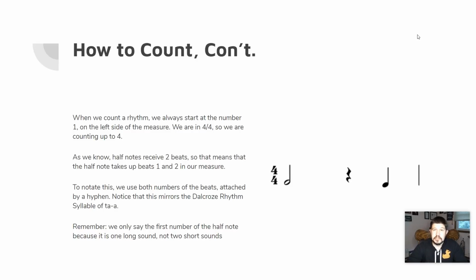We know it receives 2 beats, so it's going to take up beats 1 and 2 inside of that measure. So the half note is going to take up beats 1 and 2. Now the arrow there, remember, means that we are only going to say that first number. We do not say 1, 2, because that's two different sounds. We only want that one sound. So when we have our half note, 1, it gives us that long sound telling us that beats 1 and 2 are taken up by that half note.